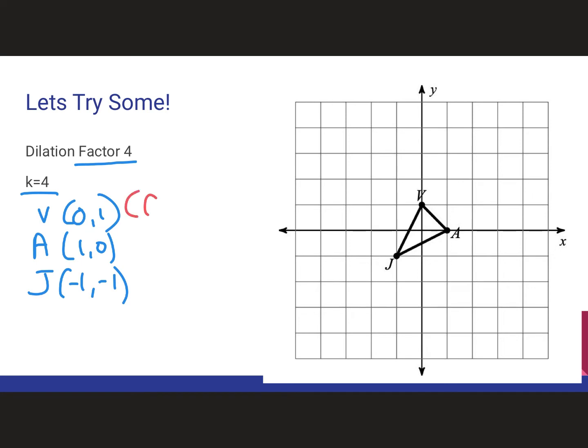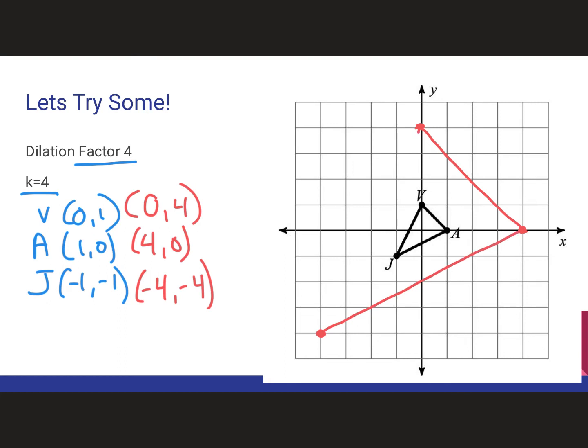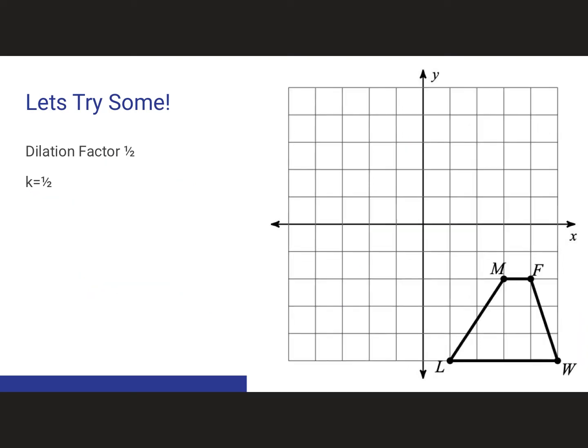So (0, 1) becomes (0, 4). (1, 0) becomes (4, 0). And (-1, -1) becomes (-4, -4). Again, I'm just going to plot these points. (0, 4). So that's (4, 0), (0, 4), and (-4, -4). So you'll notice my figure just got a lot bigger. It got bigger by a factor of 4. Not that hard. All we're doing is multiplying.